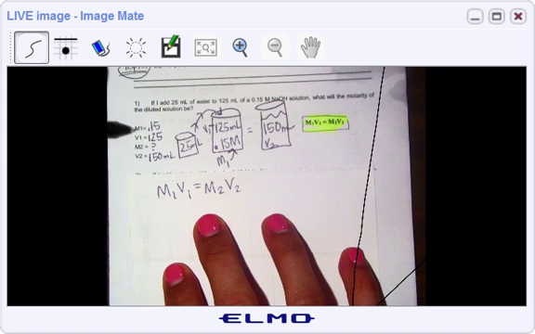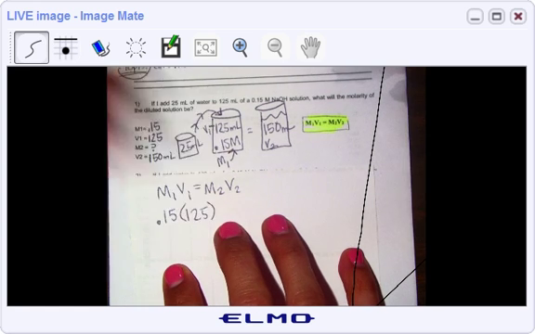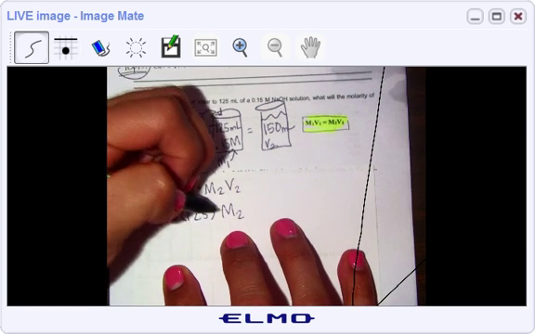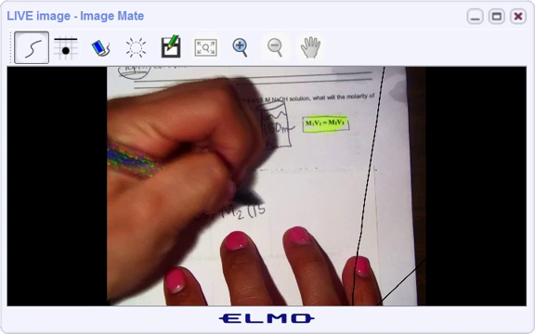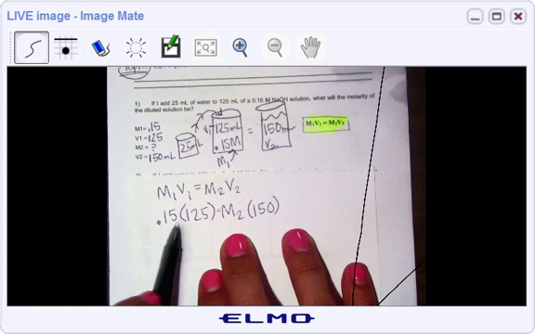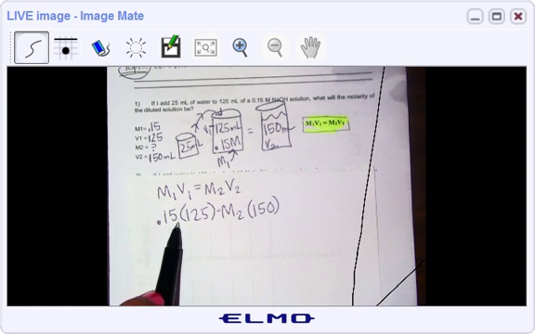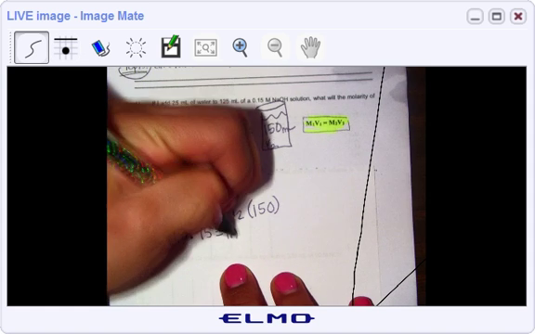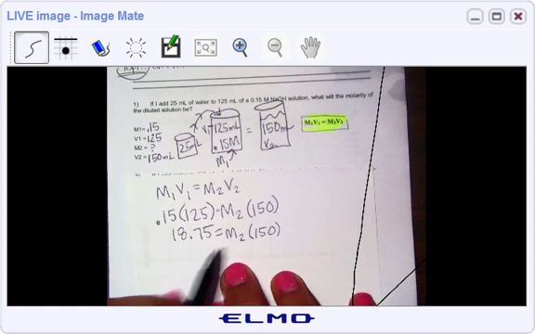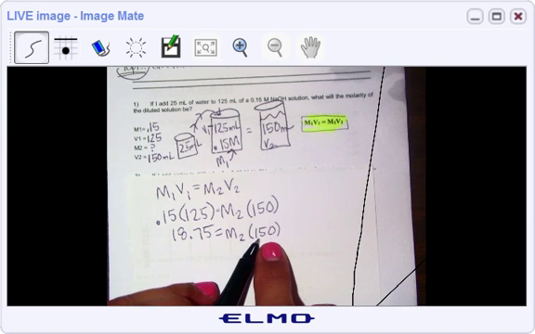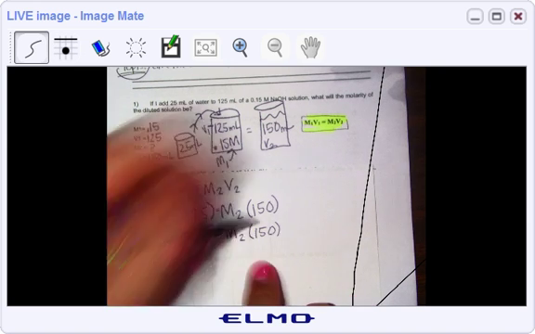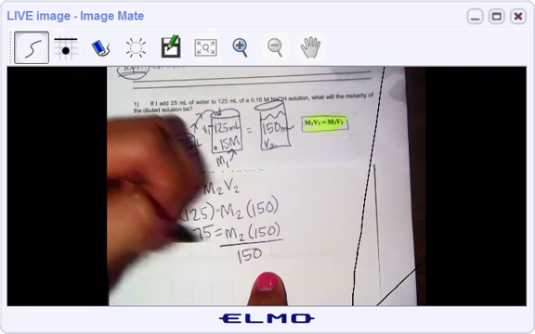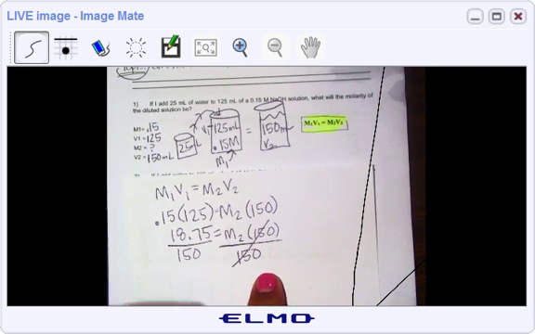So M1, and I just copy my numbers that I got. B1. B2 is 150. Now the first step is to multiply these two right here. That gave me 18.75 equals M2 times 150. Well, we want to know what M2 equals all alone. So we need to get rid of the 150 so we can have this by itself. We divide by 150, so they cancel.